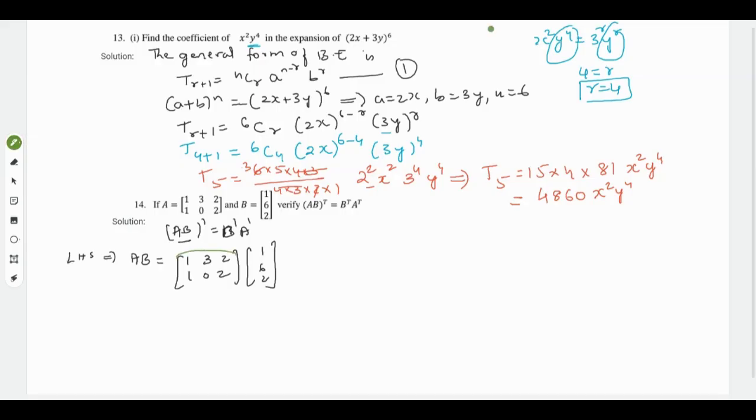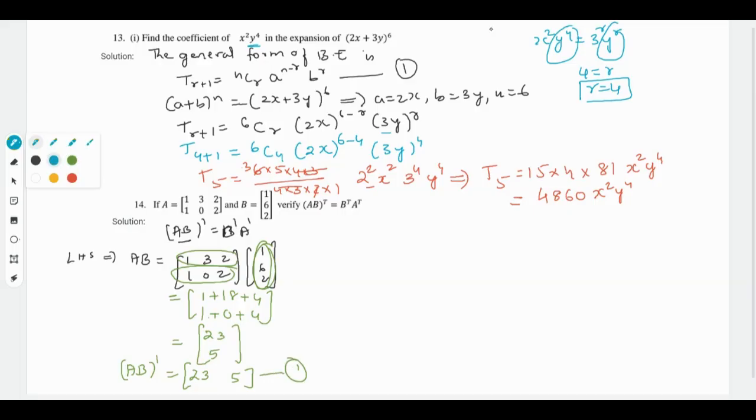So here first row, first column. So we get 1 1s are 1 plus 3 6s are 18 plus 2 2s are 4. Then second row, first column, we get 1 1s are 1 plus 0 plus 2 2s are 4. So here the answer will be 23 and 5. So we get AB is equal to [23; 5]. Then (AB) dash will be [23 5], changing row to column. So call this as 1.